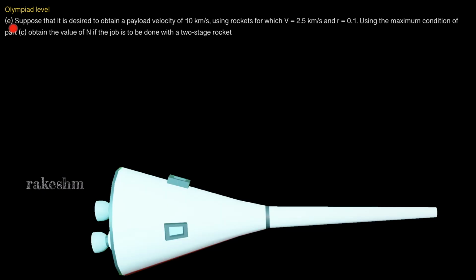Let us move on to the fifth question. Suppose it is desired to obtain a payload velocity of 10 kilometers per second. So he's saying that the final velocity of this payload must be 10 kilometers per second, using rockets for which v equals 2.5 kilometers per second. So this is the exhaust velocity, and r equals 0.1. Using the maximum condition of part C, obtain the value of capital N if the job is to be done with a two-stage rocket.